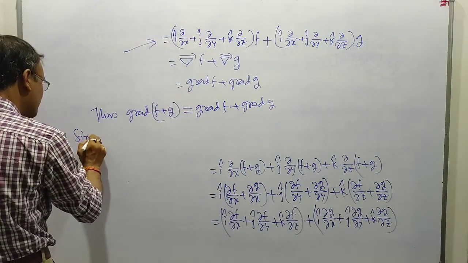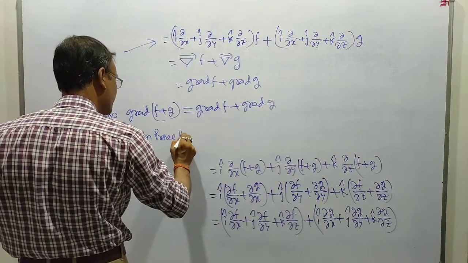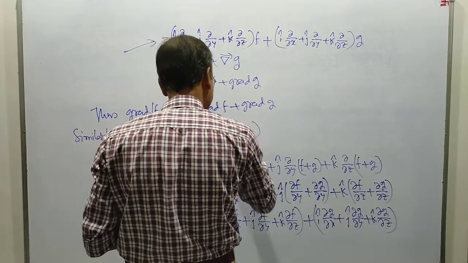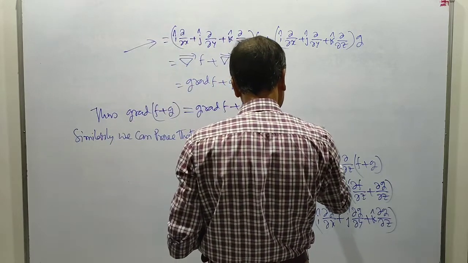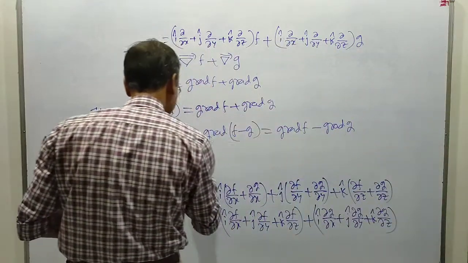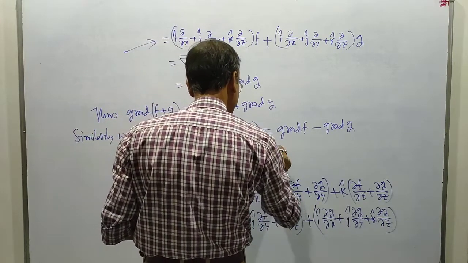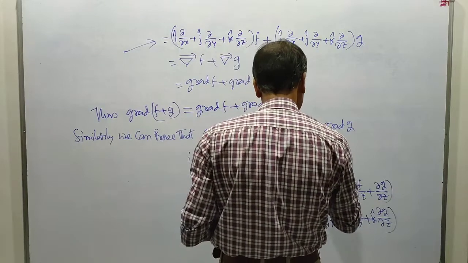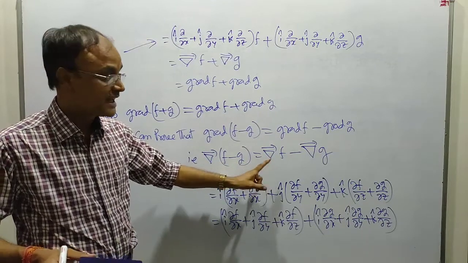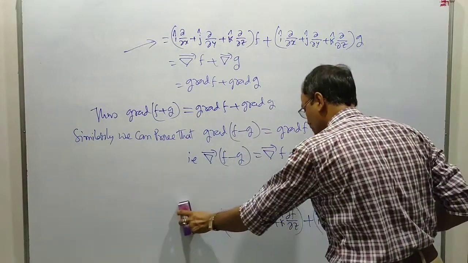Similarly, we can prove that gradient of f minus g is equal to gradient of f minus gradient of g. This operator is a vector operator, i cap del/del x plus j cap del/del y and so on. Thus we have proved theorem number 1.